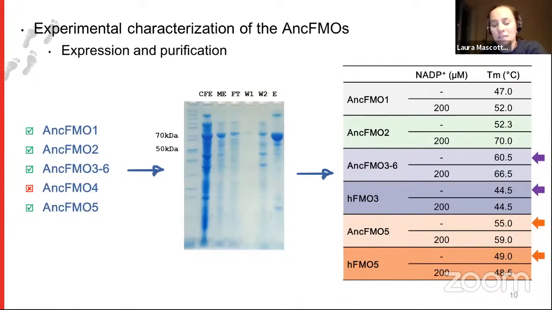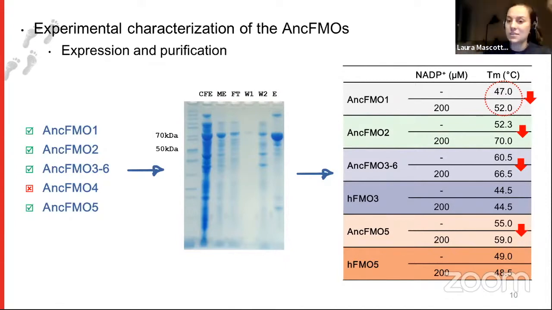But the second thing that caught our attention was that when the proteins were incubated with NADP+, they actually improved their thermal stability, by many degrees, more than 5 degrees, and that happened for all 4 ancestral proteins. So we found a stabilizing effect of NADP+ on thermal stability, but we also found that our ancestors were highly thermostable.